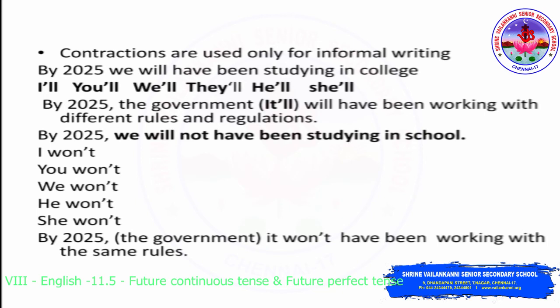Next, using the contraction form in a negative sentence. By 2025, we will not have been studying in school. So, I won't have been studying in school. You won't have been studying in school. We won't have been studying in school. She won't have been studying in school. He won't have been studying in school. By 2025, the government again, or I can say it won't have been working with the same rules. By 2025, it won't have been working with the same rules.